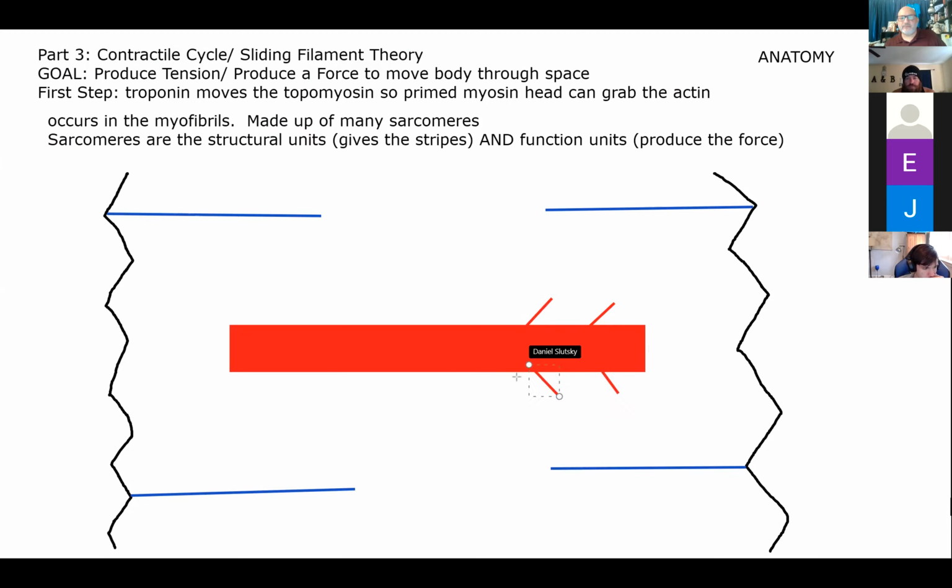Now, we know myosin heads can be primed. The implication there is that they can also be not primed. And one of the things that we haven't talked about yet, but is probably worthwhile to talk about now, is that a primed myosin head points away from the M line.